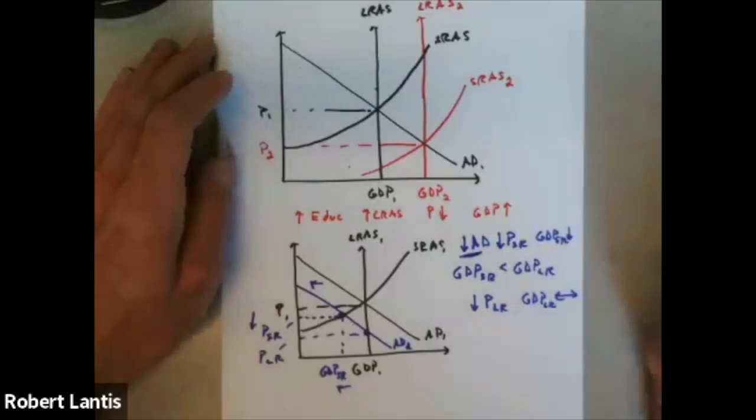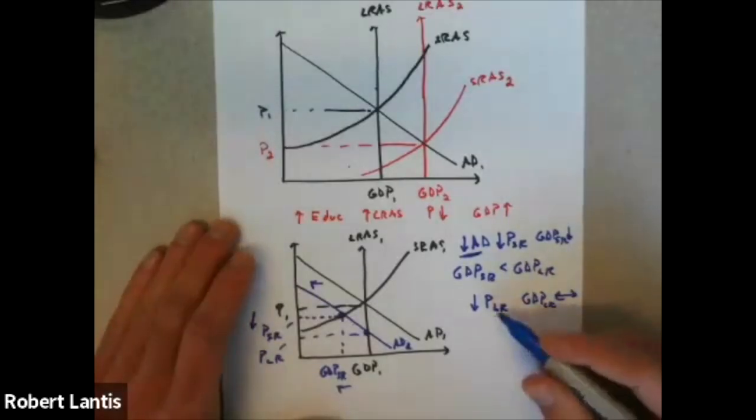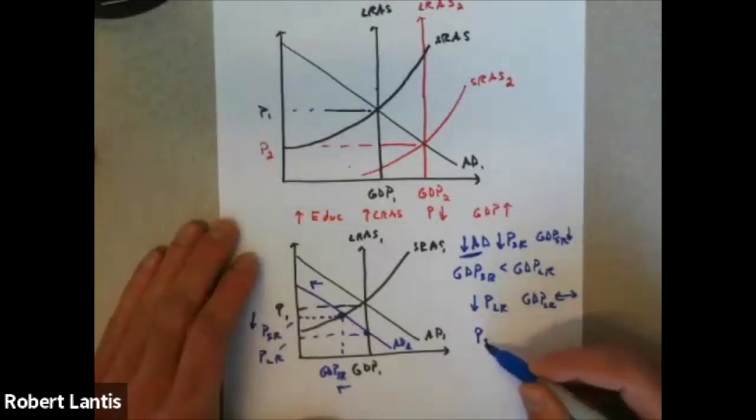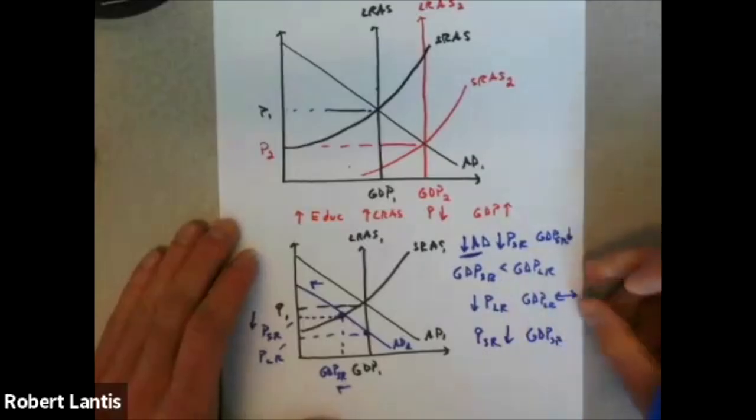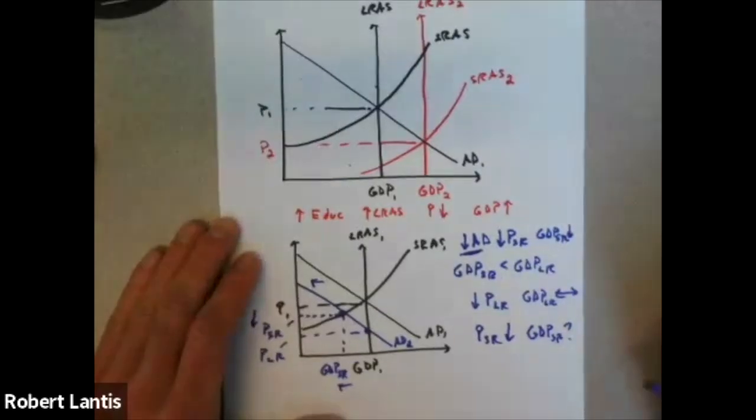Okay. So what would the impact be on short run prices? We know for sure those are going down, but short run GDP, right? Pushing it in opposite directions, indeterminate. We have to know which of those is larger.